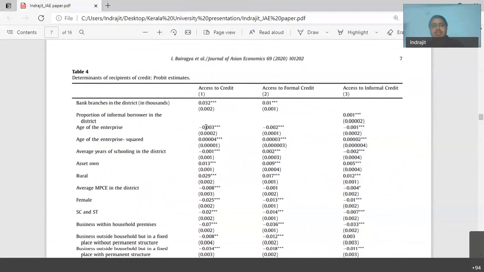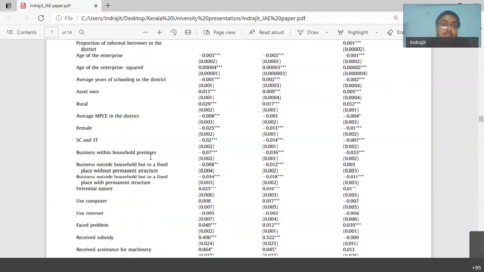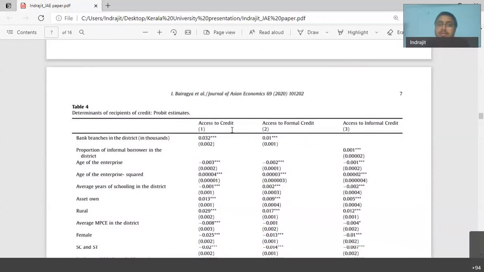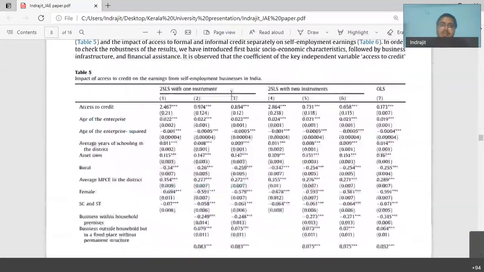So we have used these, and looked at the relationship with the instrument, and the importance of the age of the enterprise. It is not the age of the individual, it is the age of the business itself. And then the assets owned by the owner, the location of the owner, even the owner's demographic features, their gender, their social groups. How important these are, even their knowledge in accessing technology, their social capital, their network, in getting credit from formal as well as informal sources separately. We have performed this, approximated the predicted probabilities, and ultimately estimated the impact of access to credit on the earnings of self-employed businesses using the 2SLS model.